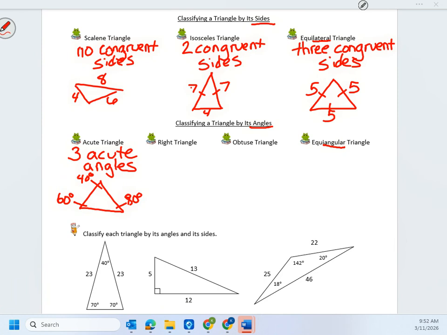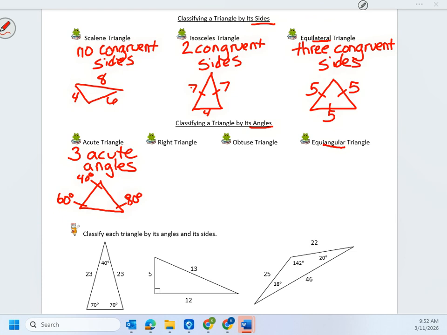So with the side lengths, it's not as nitpicky. With the angles, it gets picky because we have to equal 180 degrees. I have had kids lose points on the test because they didn't make sure they all equaled 180. They did 20, 30, 40. 20 plus 30 is 50. 50 plus 40 is 90. I can't give credit for it because we have to know that all the degrees always equal 180. You have to pay attention.